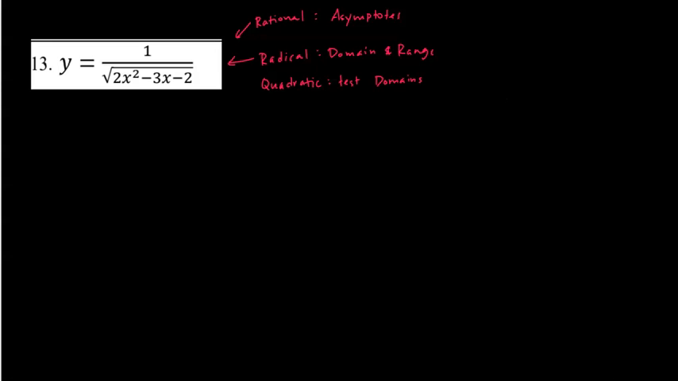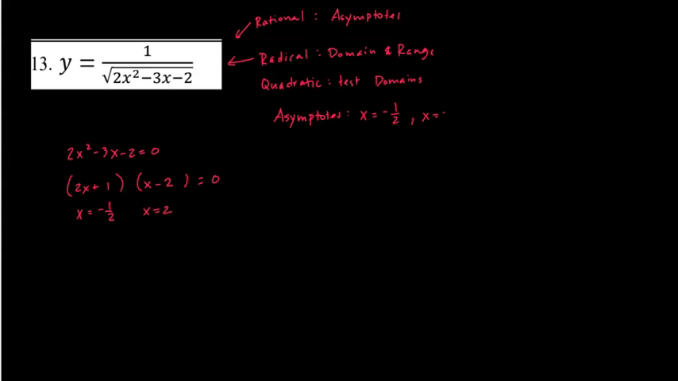So let's look at the rational portion. I can disregard the radical sign. 2x squared minus 3x minus 2, set it equal to 0. 2x plus 1, x minus 2, so x equals negative 1/2, x equals 2. There are my 2 asymptotes. X equals negative 1/2, x equals 2. The numerator is a constant, so there is my other asymptote.